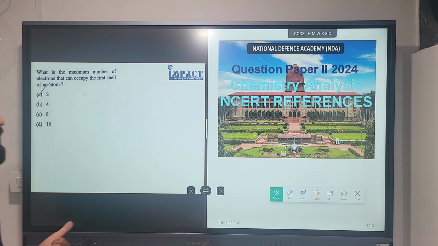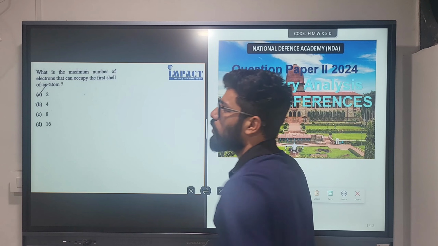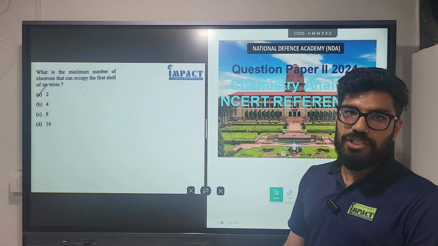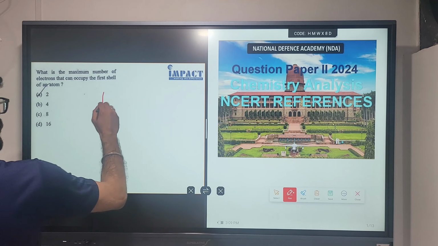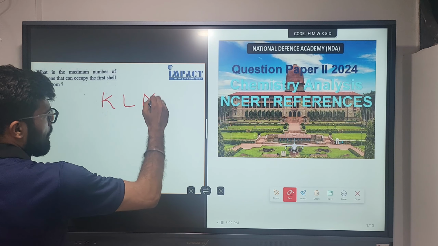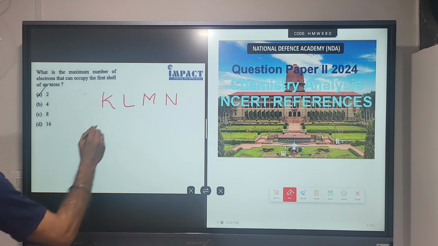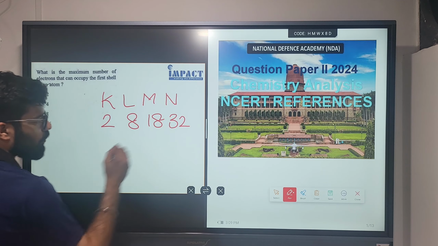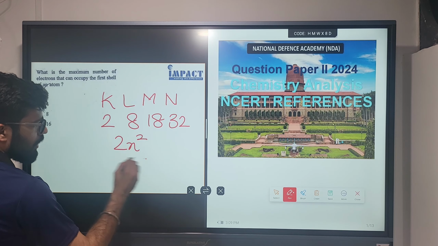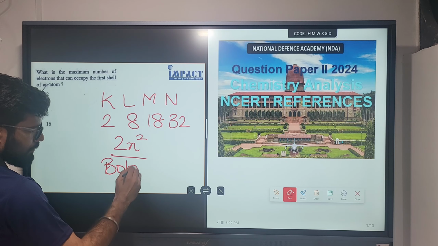The first question that came is, what is the maximum number of electrons that can occupy the first shell of an atom? If you remember the K, L, M and N shells, you can see 2, 8, 18 and 32 by following the 2n square rule, which was given by Bohr.